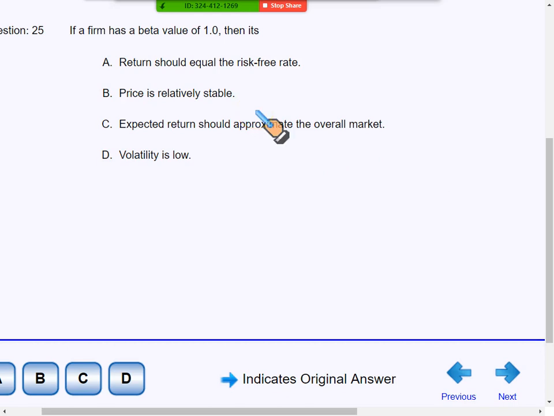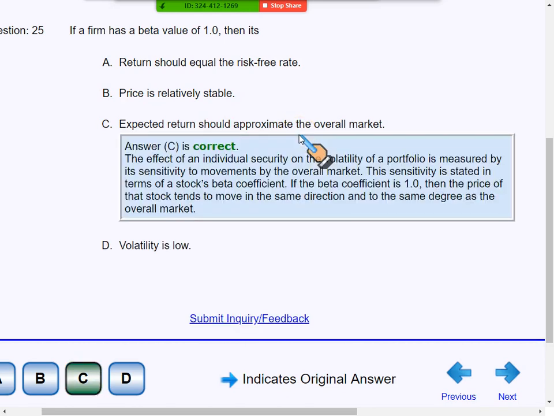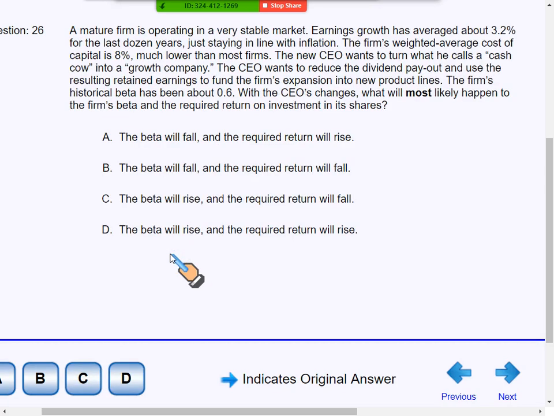If the firm has a beta value of 1, what does it mean? It means the return on this asset is perfectly positively correlated with the market return. So if the beta is 1, the expected return on this asset should approximate the overall market, and that's C. It is not risk-free. Price is not relatively stable because it is 1, it has more movability and there is volatility. We can't say there is no volatility or low volatility.